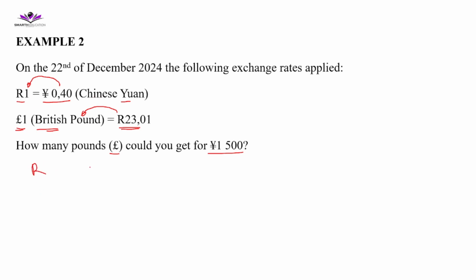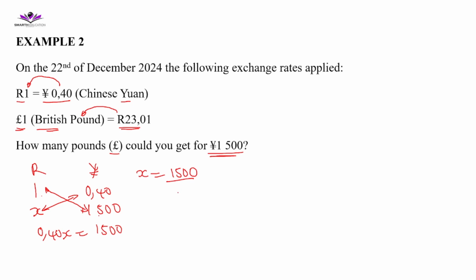So we have the rands, we have the yuan. It is 1 rand is 0.40 yuan. We have 1,500 yuan. So write it underneath the yuan and then X for rands. Then cross multiply. So we have 0.40 times X, which is 0.40x is equal to 1,500 times 1, which is 1,500. And then here we have to divide by 0.40 on both sides of the equation. So X is equal to 1,500 divided by 0.40. We get that X is equal to 3,750 rands.